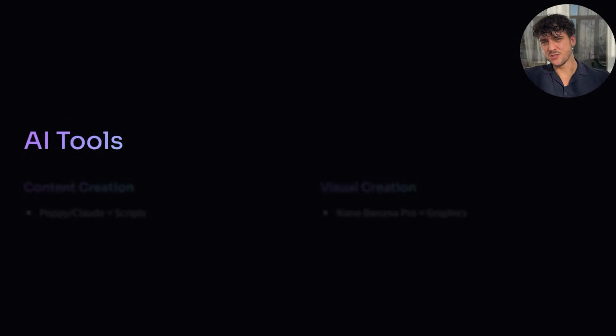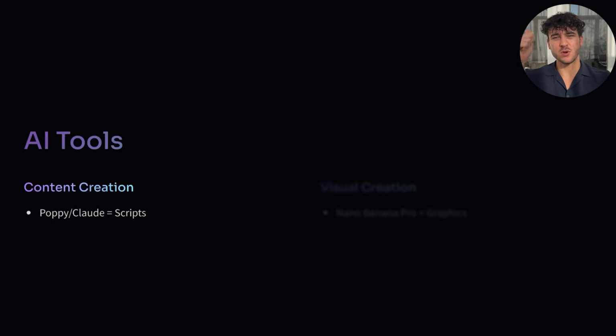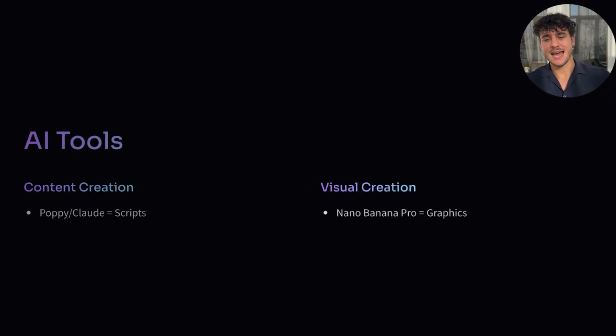Now, a couple of AI tools that I would use for the attract phase are, for content creation, either Get Poppy, which is a little bit more expensive, or simply using Claude to write your script. Claude is way superior to ChatGPT when it comes to writing scripts, so keep that in mind. And secondly, for visual creation, if you ever need to create any graphics, use Nano Banana or Nano Banana Pro, which is by far my favorite tool for generating graphics for anything I do.